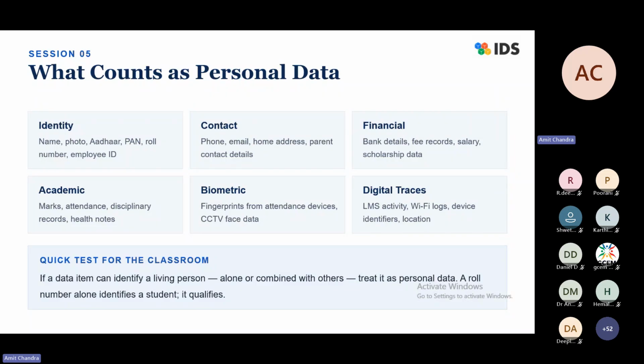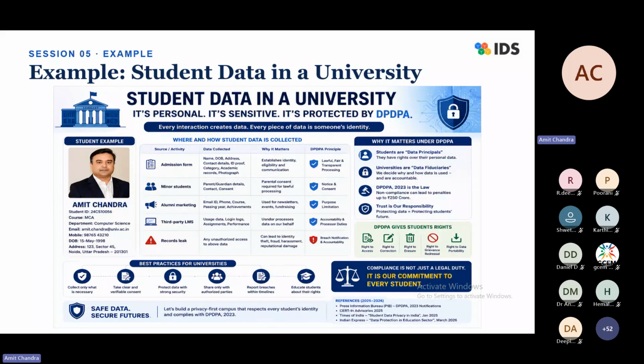So as I said, what counts as personal data is identity, contact, financial detail. I will not go into the detail of this. Let's move on to this one, which is an example of student data in a university. I already discussed this, that the sources are admission form, minor student, alumni marketing, third party LMS, record leakage. Data collected for the admission form is name, date of birth, whereas for minor students, that is parent, guardian. Alumni marketing is all about email, phone number, courses, and usage. It has already been written over here.